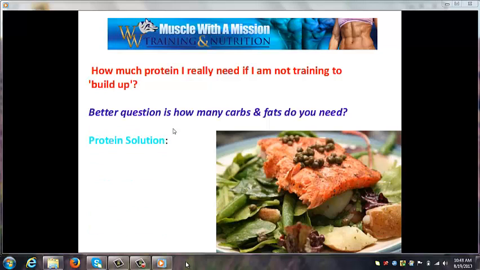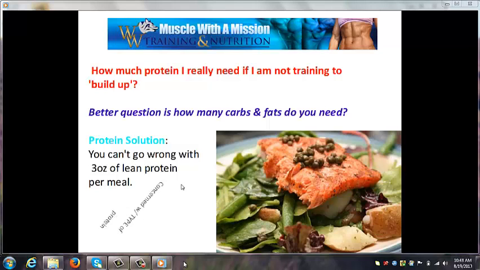Here's the protein solution, and you guys aren't going to like what I say here, so brace yourself. You can't go wrong with 3 ounces of lean whole food protein per meal. I don't care if it's a piece of salmon, fresh fish, a piece of orange roughy, some egg whites, a whole organic brown egg, turkey breast, or chicken breast. I don't care which of those it is. You can't go wrong with 3 ounces of whole food lean protein per meal. You cannot mess up with that.